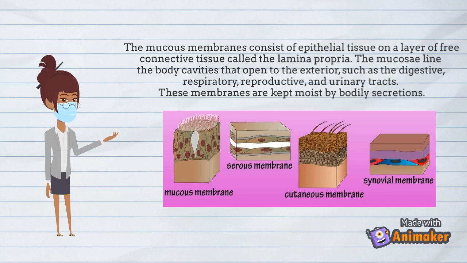The mucous membranes, or mucosae, consist of epithelial tissue, usually stratified squamous or simple columnar epithelia, on a layer of loose connective tissue called the lamina propria, from the Latin meaning "own layer". The mucosae line the body cavities that open to the exterior, such as the digestive, respiratory, reproductive, and urinary tracts. These membranes are kept moist by bodily secretions.